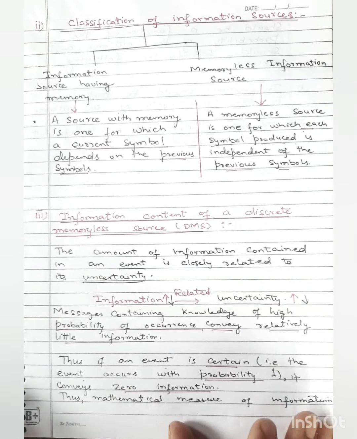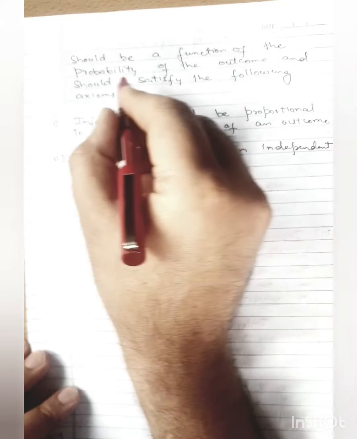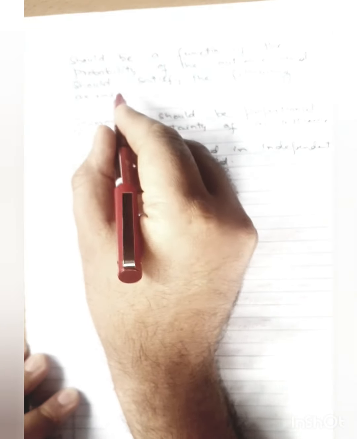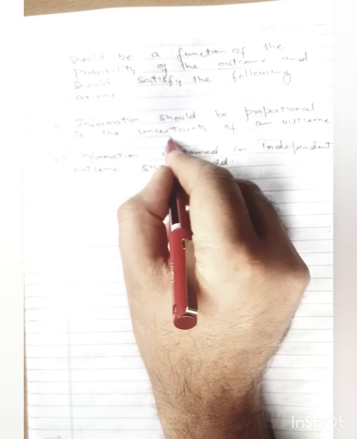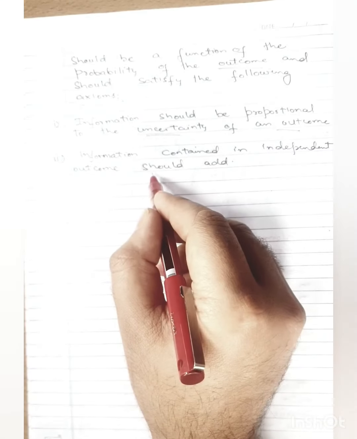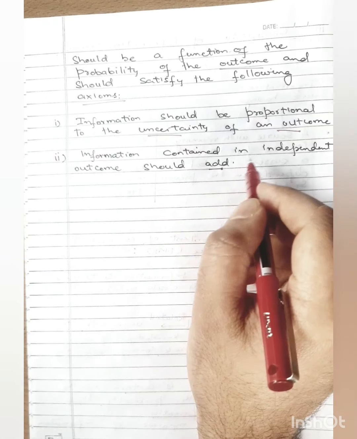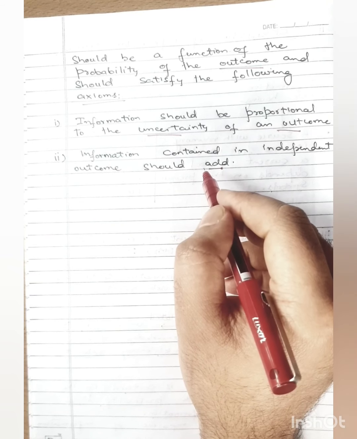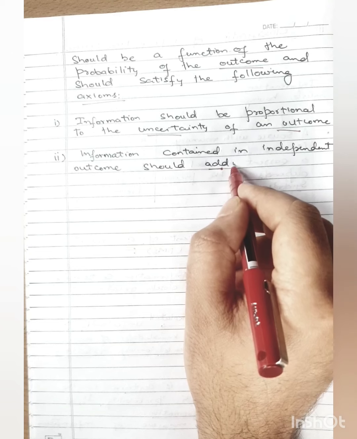Thus, a mathematical measure of information should be a function of the probability of the outcome and should satisfy the following axioms. First, information should be proportional to the uncertainty of an outcome. Second, information contained in independent outcomes should add. That means if there are certain independent outcomes, then the information contained in these outcomes should simply add up.